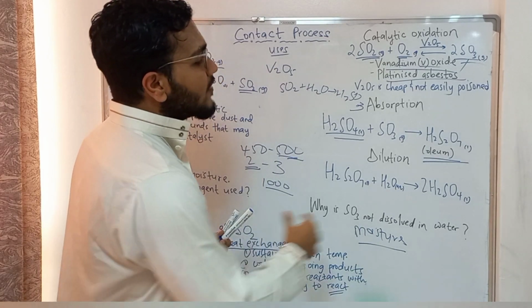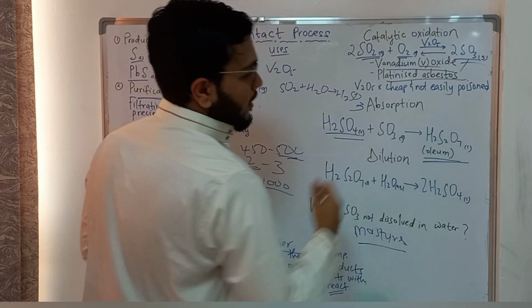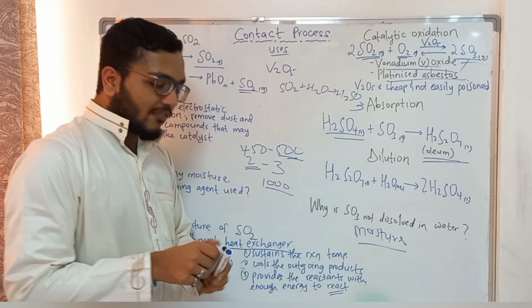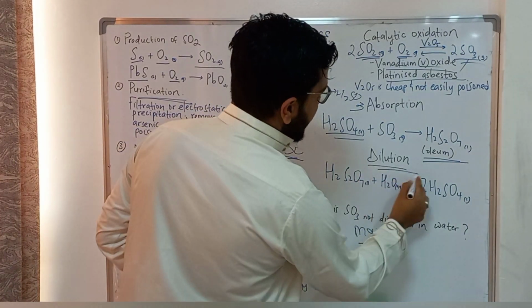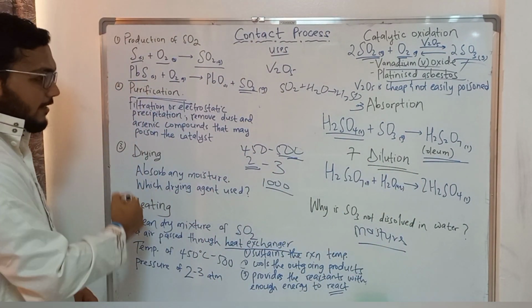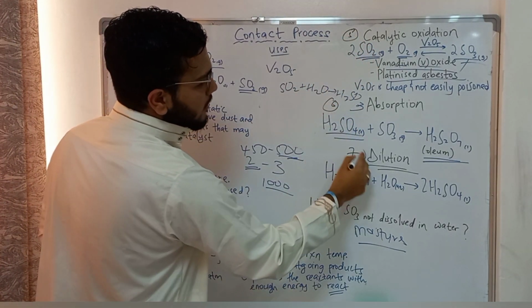Now, after oleum has been formed, after the absorption, we go to the final step, which is dilution. This is step 7. So all in all, there are 7 steps: 1, 2, 3, 4, catalytic oxidation 5, absorption 6, and dilution 7.